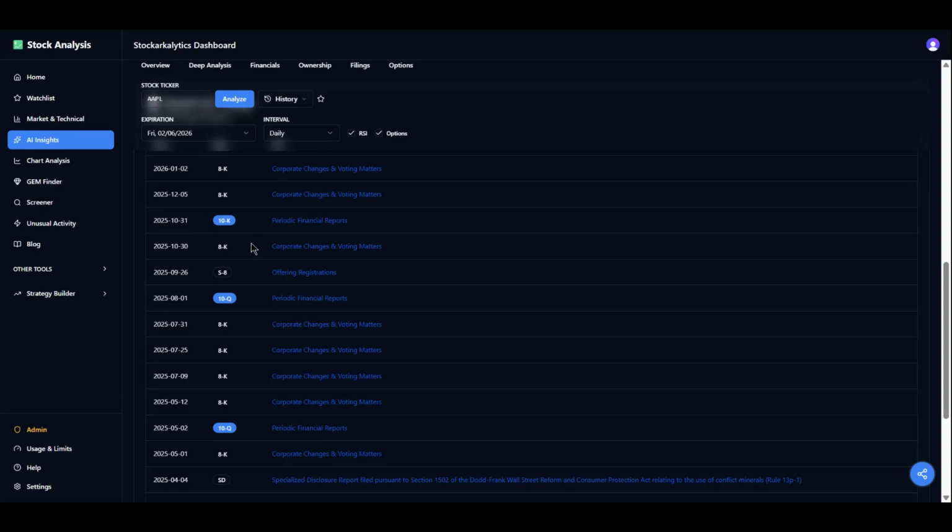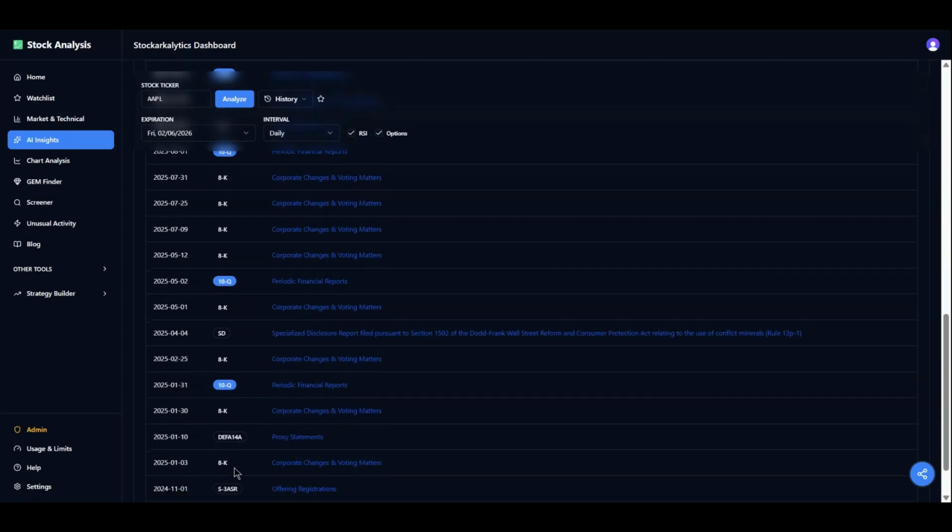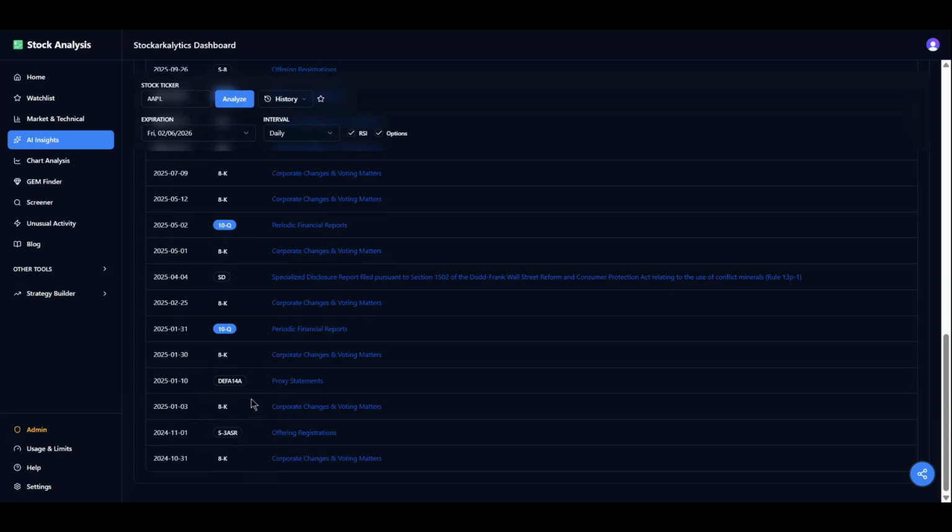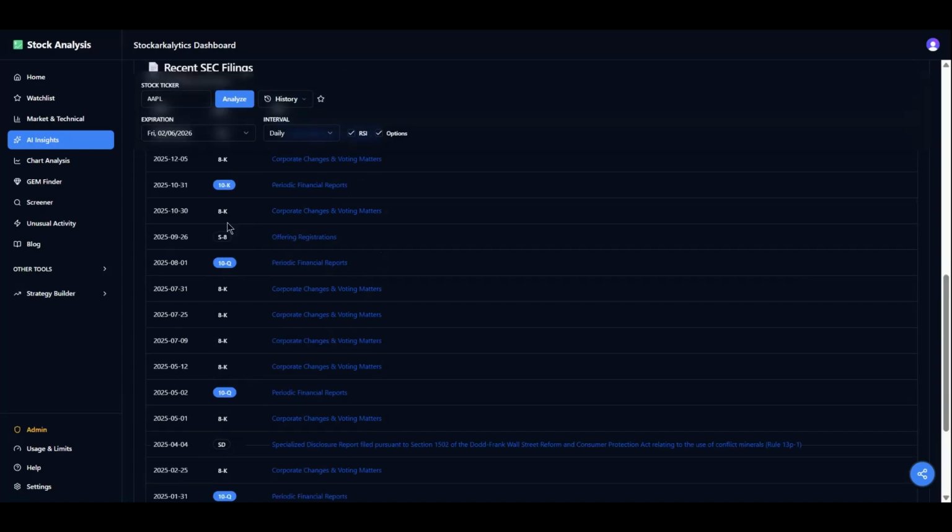DEF 14A, proxy. This is voting and governance: board items, executive compensation, shareholder proposals. Finally, S-8 or S-3. These are registration filings, often related to issuing shares, employee plans, or offerings.